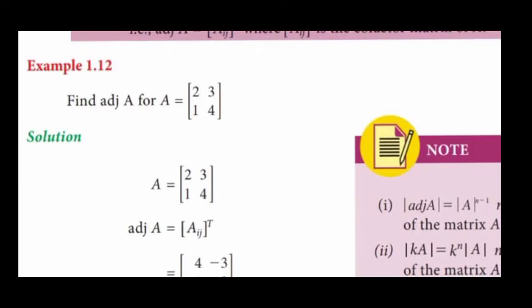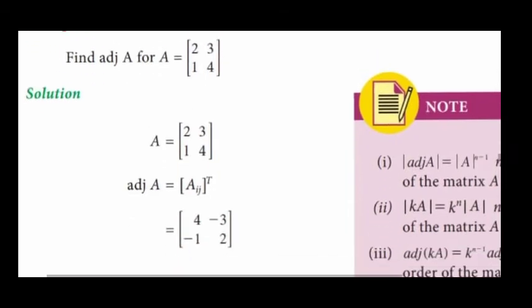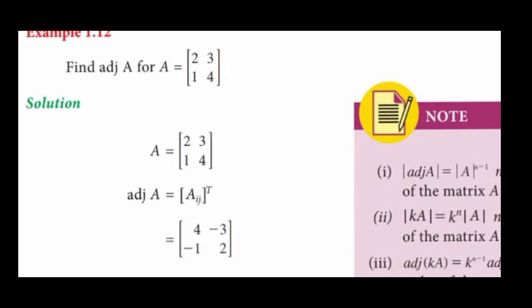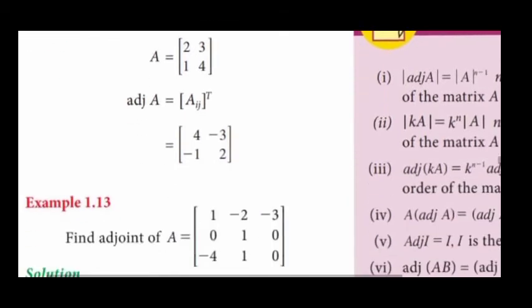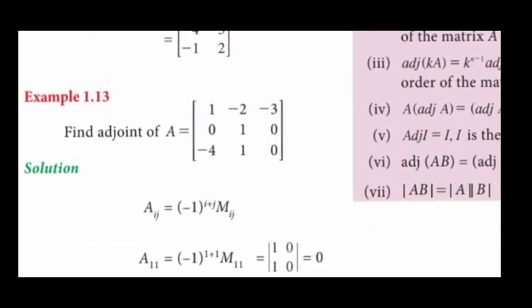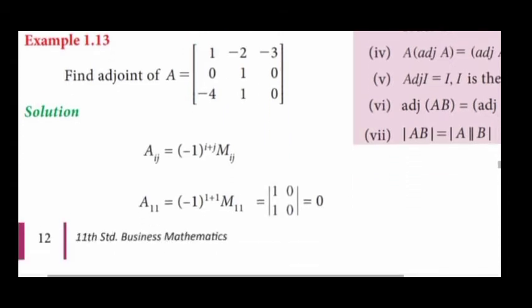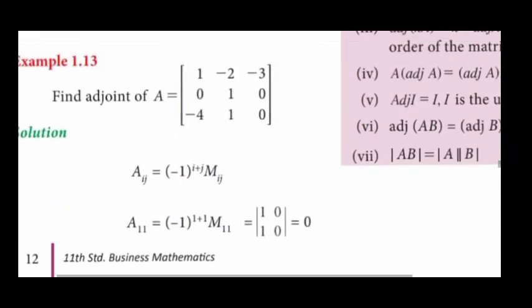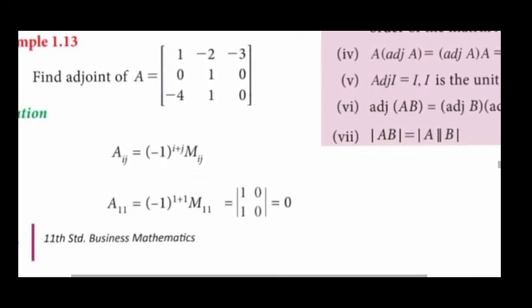It is very simple to find the adjoint of a matrix for 2 into 2 matrices, because here we are interchanging the main diagonal elements, that is 2 4 is interchanged as 4 2, and the sign is changed for the off diagonal. Here, instead of 3 I am writing minus 3, and instead of 1 I am writing minus 1. This is the way we find the adjoint of A. Then the adjoint of A for 3 into 3 matrices: first we have to find the minor as well as the cofactor and apply the formula.